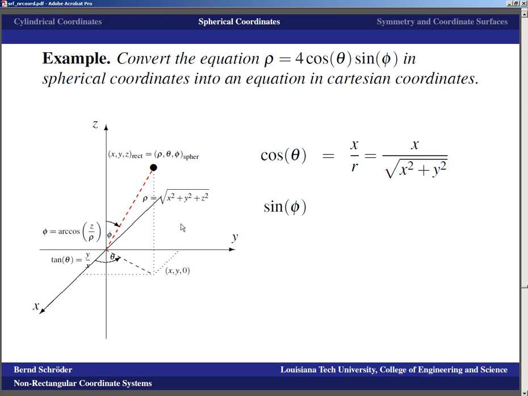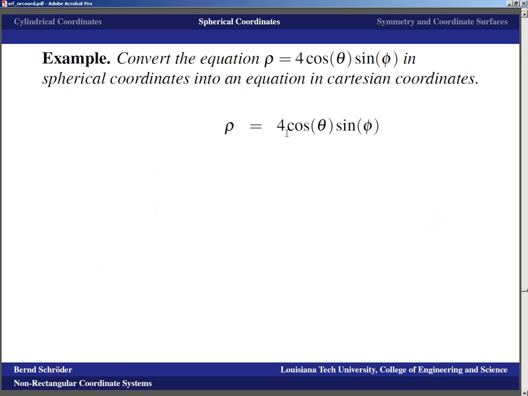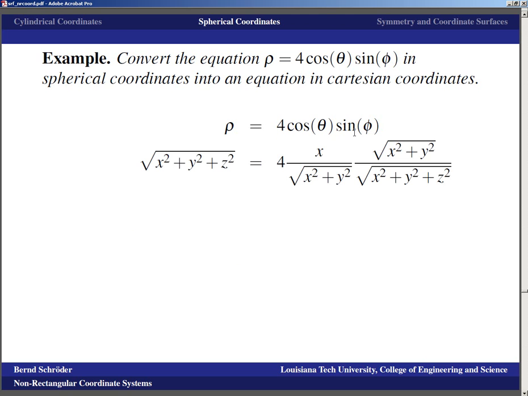And so we're mixing things a little bit here. Sine phi, well, phi is over here. Sine phi would be this one over that one, so it would be r over rho. It would be the square root of x squared plus y squared over the square root of x squared plus y squared plus z squared. So if we substitute into rho equals 4 cosine theta sine phi, rho is here, cosine theta is x over the square root of x squared plus y squared, and sine phi is the square root of x squared plus y squared over the square root of x squared plus y squared plus z squared, and that is an equation that only involves Cartesian coordinates.